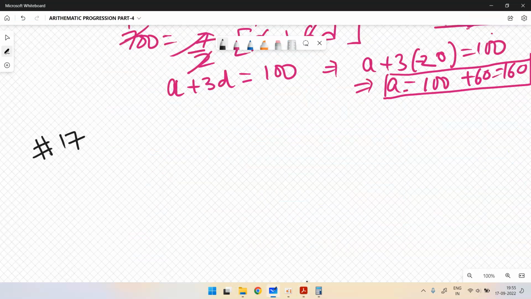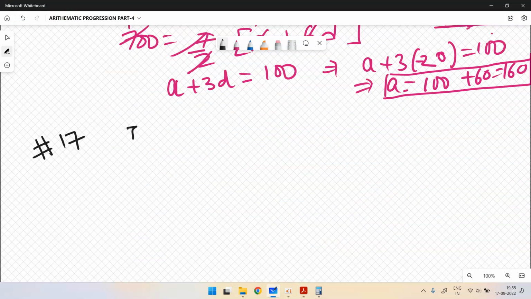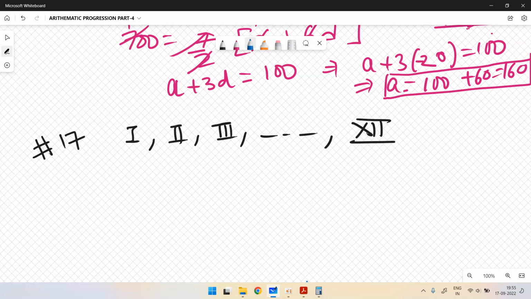So I am just drawing this: class one, class two, and class three, until class 12, and it is given that each has three sections. So class one will plant one tree per section. This is one, one, one.